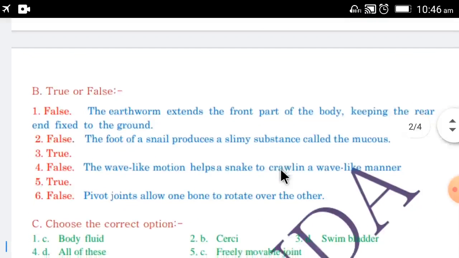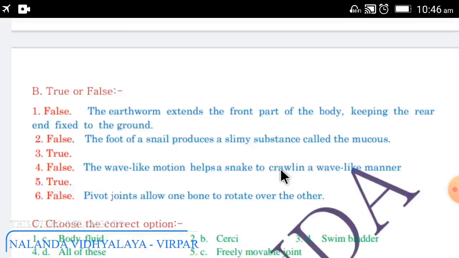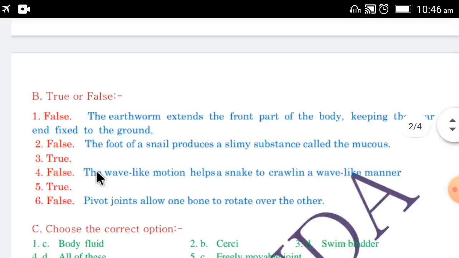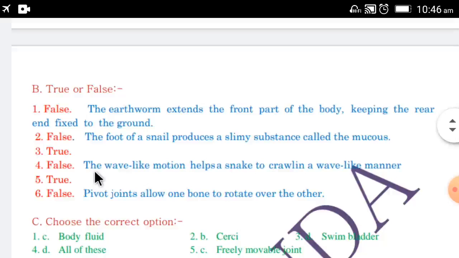Let's see the next question, true and false. Correct the false statements if it is false. Let's see the first one. The earthworm extends the rear part of the body, keeping the front part fixed to the ground. That is a false statement. The correct one is: the earthworm extends the front part of the body, keeping the rear end fixed to the ground.